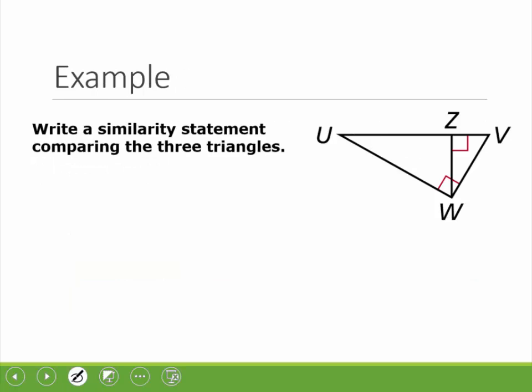So sometimes you'll be asked a really simple question like, write the similarity statement comparing these three triangles. And if you can do it without rewriting the triangles, be my guest. I like rewriting the triangles just so I can make sure that I get it all right. So the big triangle I'm going to look at first. I'm going to rearrange it so that W is down here, the long side is U, and then the short side is V. So there's one of my triangles. And then the medium-sized triangle is this guy here.